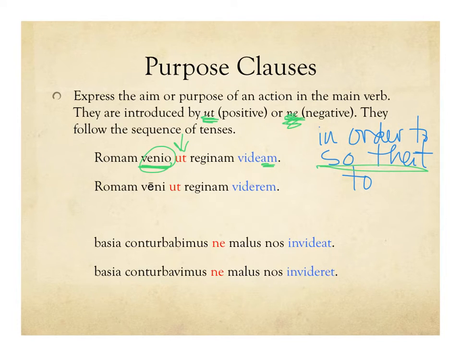I come to Rome to see the queen, right? So all of those are possible translations for a purpose clause, and you can see all of them are really trying to show why I'm going to Rome. We can also put it in the past tense.